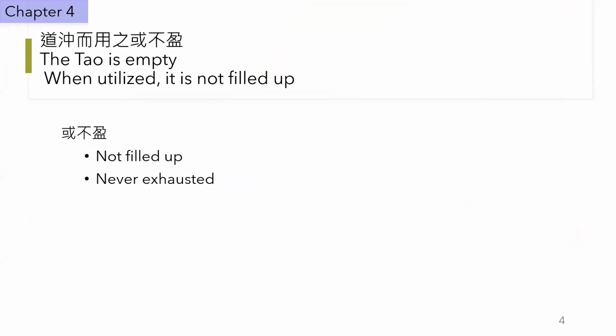或不盈 we can elaborate in two ways. Superficially, 或不盈 means not filled up, but more profoundly, never exhausted. Now, filled up means a person who manifests Tao will not be filled with enormous ego, will not be overconfident, will not be over proud, will not boast of one's ability in doing something.